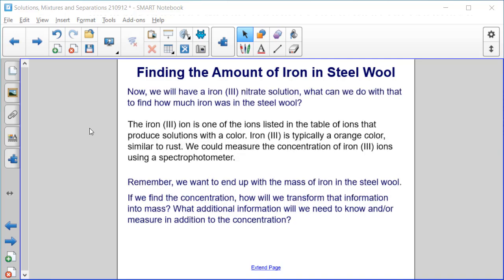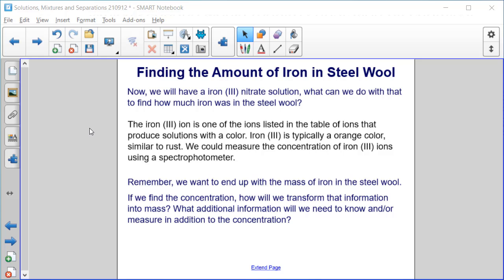So once that iron 3 ion is dissolved in the nitrate solution, iron 3 is one of the ions listed in the table of ions that produce solutions with a color. It is typically orange in color, similar to a rust. We could measure the concentration of the iron 3 ions using a spectrophotometer.